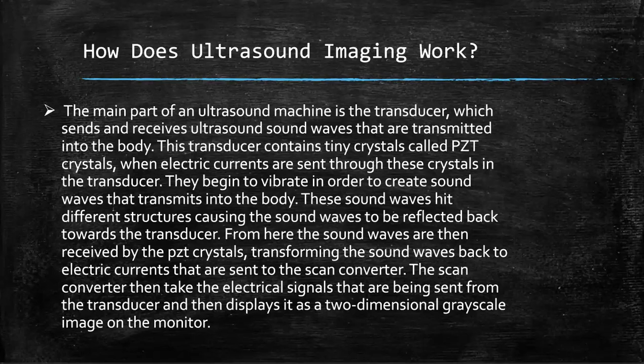These sound waves hit different structures, causing sound waves to be reflected back towards the transducer. From here, the sound waves are then received by the PZT crystals, transforming the sound waves back to electric currents that are sent to the scan converter. The scan converter then takes the electrical signals that are being sent from the transducer and displays them as a two-dimensional grayscale image on the monitor.